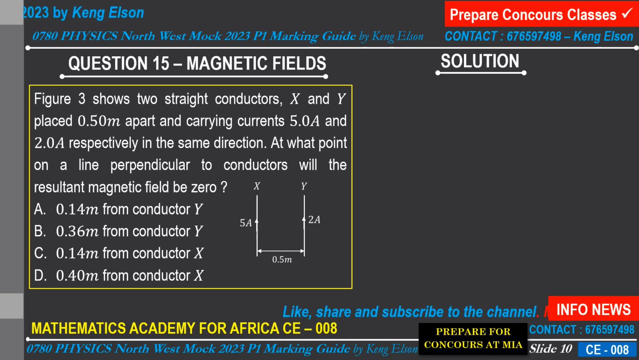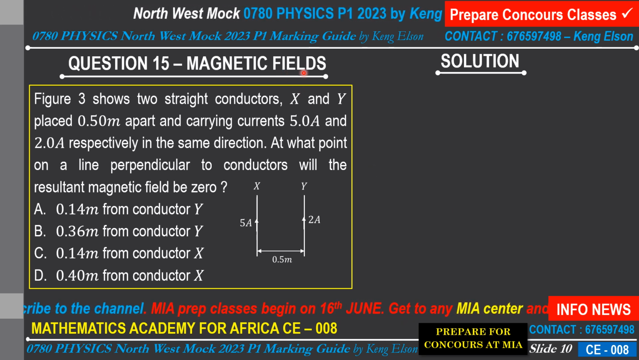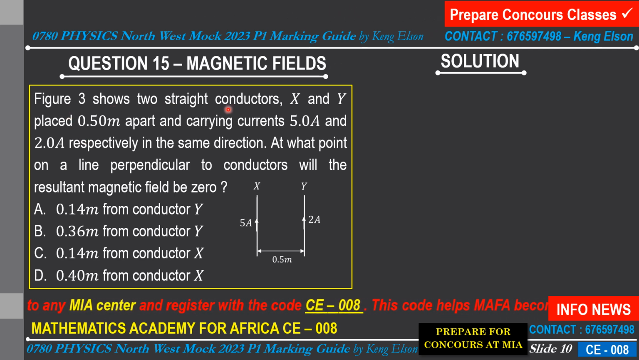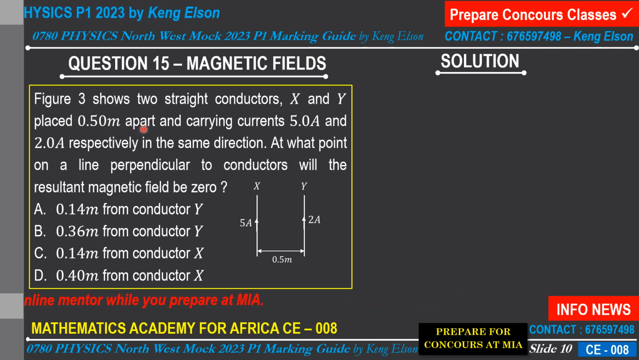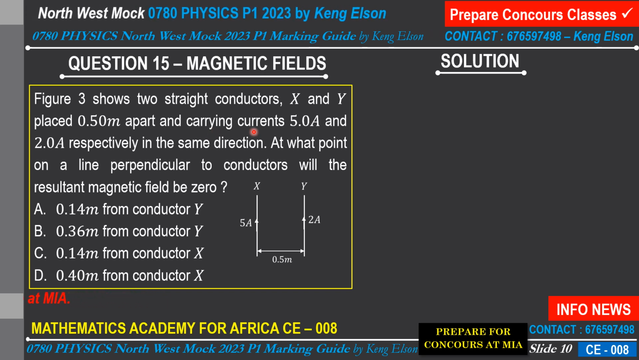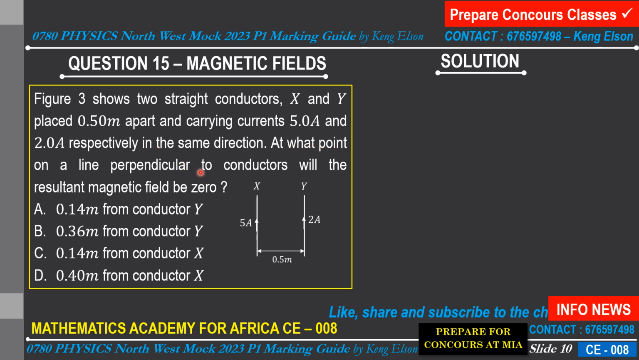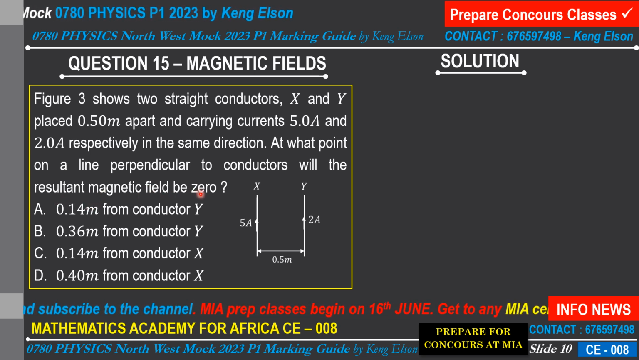Okay, so after this question we are going to be left with 5 questions. This question is on magnetic fields, magnetism, and the question reads: Figure 3 shows two straight conductors X and Y placed 0.50 meters apart and carrying currents of 5.0 amperes and 2.0 amperes respectively in the same direction. At what point on a line that is perpendicular to the conductors will the resultant magnetic field be 0?